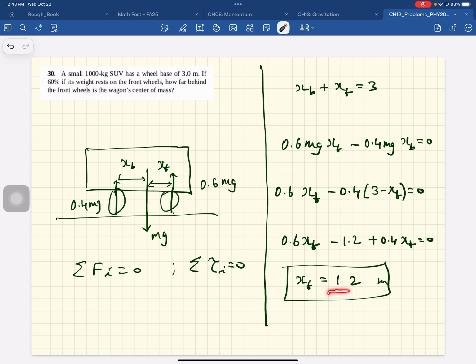Okay, this is 1.2 meters behind the front wheel, the center of gravity. And that makes sense. If the wheels were supporting 50% weight, then it would be 1.5 meters behind. So the center of gravity is closer to the front wheel. Okay, so this is more than likely a front engine vehicle.